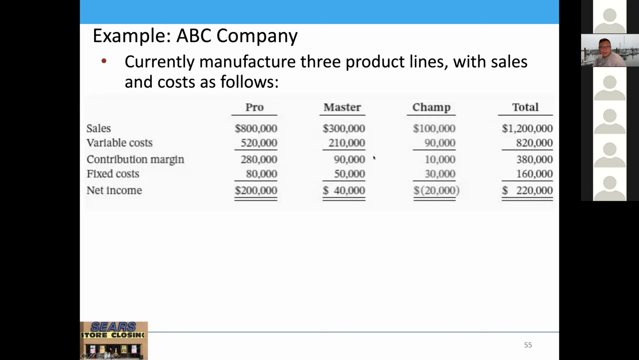So this is one example. You have 3 product lines, right? And we know the sales number, we know the variable cost, we know the contribution margin, and we know the fixed cost allocated. Okay. So now, what's your focus now? What did you see? What decision do you need to make?